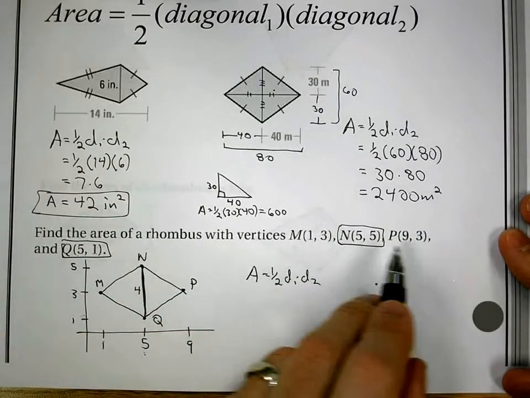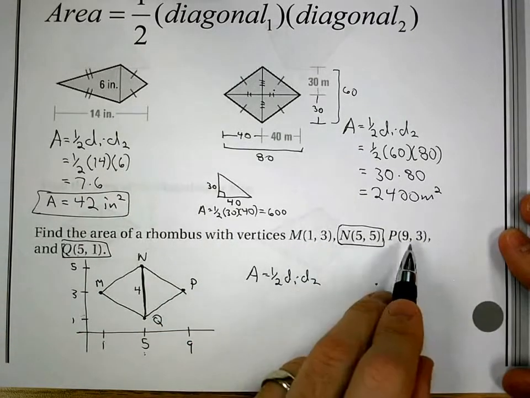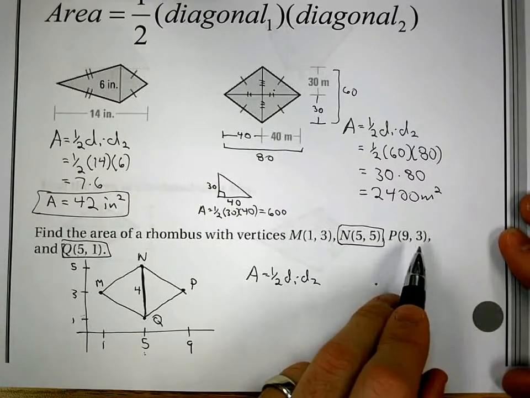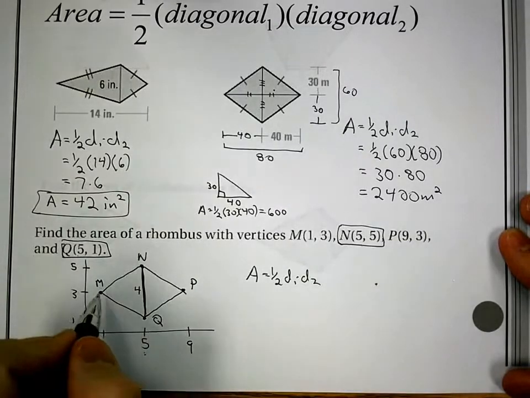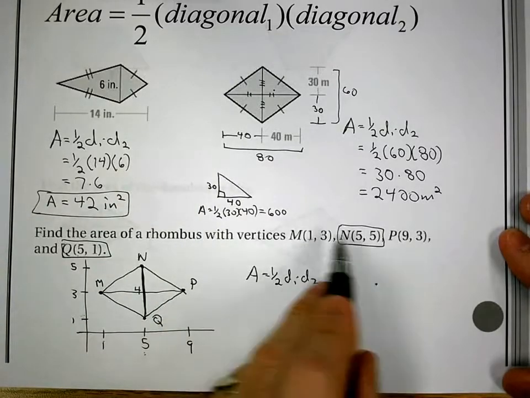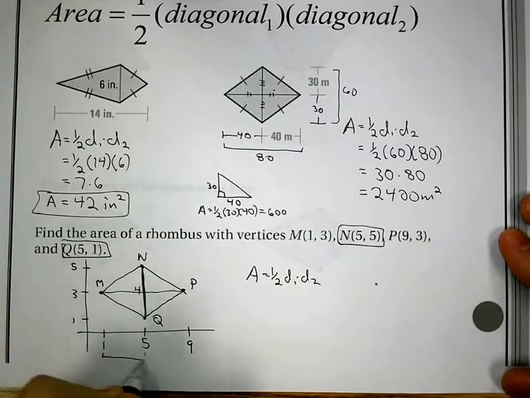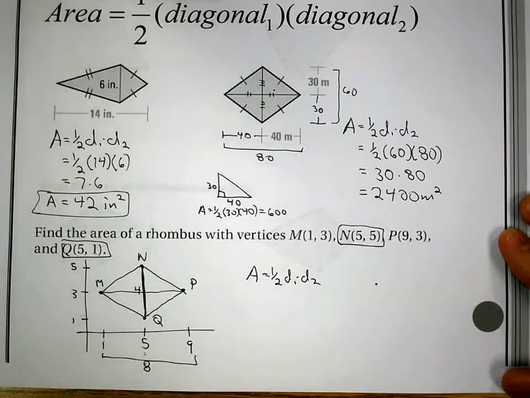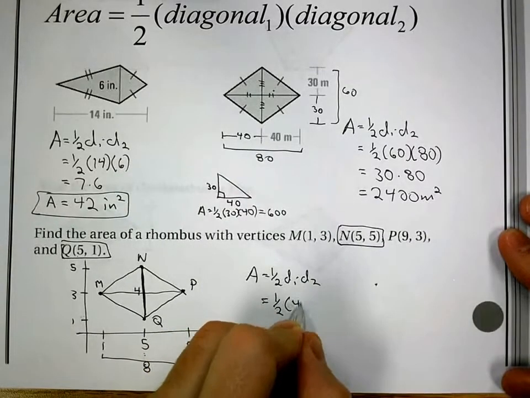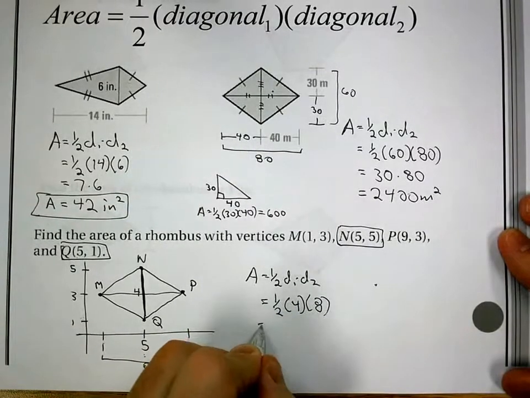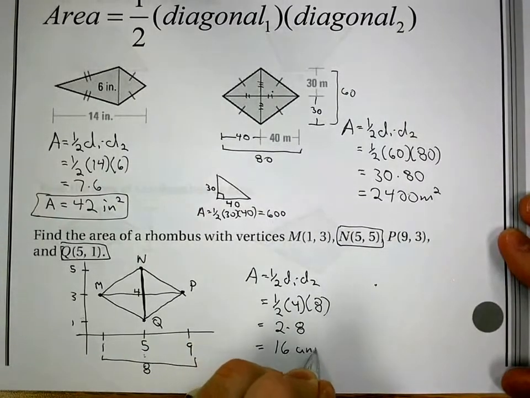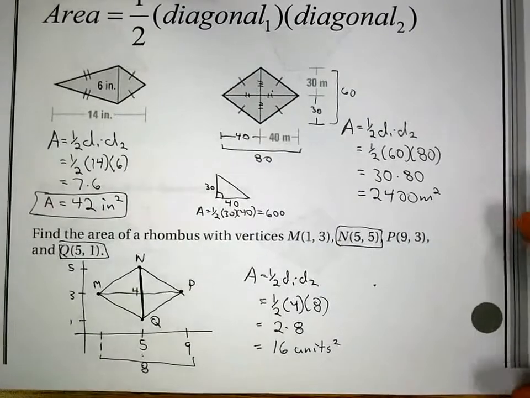Between M and P, it's 1, 3, and 9, 3. They each have the 3 in common this time. They each have a y value of 3, meaning they each go up 3. So, one's at 1, the other one's at 9. That means they are 8 apart. So it's my other diagonal. So 1/2 times 4 times 8 gives me 2 times 8, or 16 units squared.